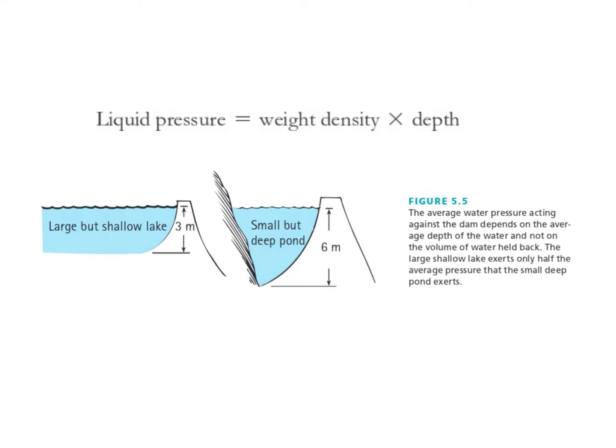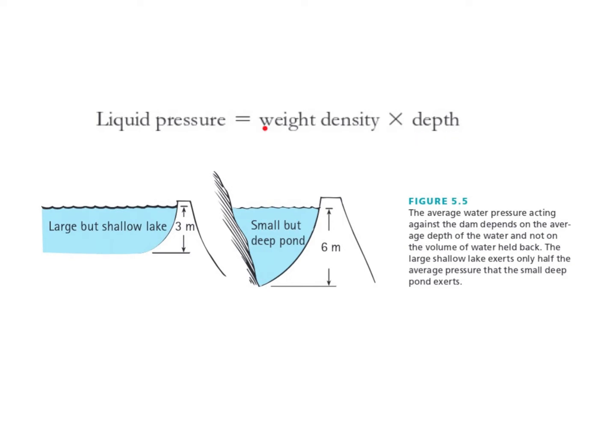Now, most people, if they didn't know the answer already, if you just ask them which one do you think has more pressure, they would imagine the large lake has more pressure because it's got more water that's being held back by the dam. But actually, it doesn't depend on how much water is there. What matters is how tall it is, the depth of the pond. And so liquid pressure depends on the weight density of the fluid and also the depth of the fluid.